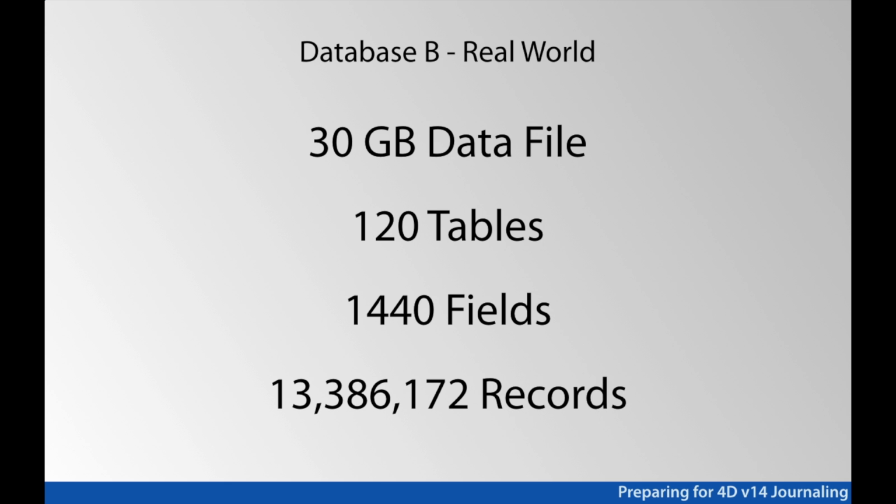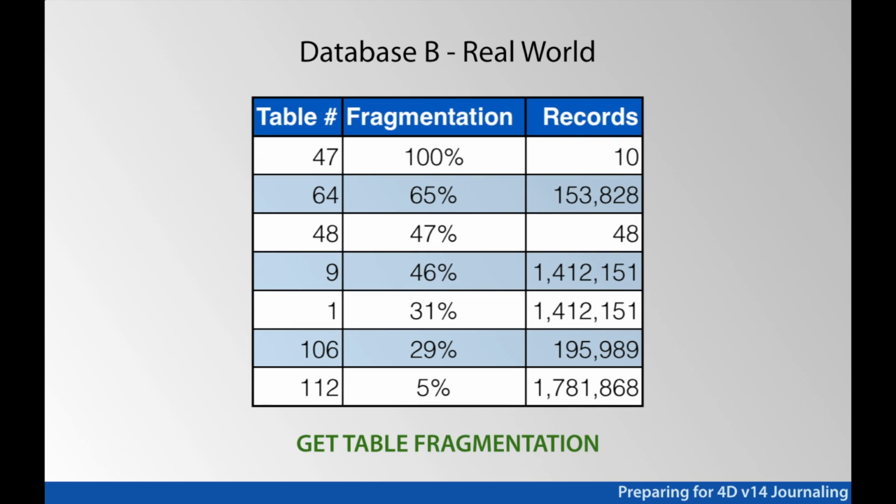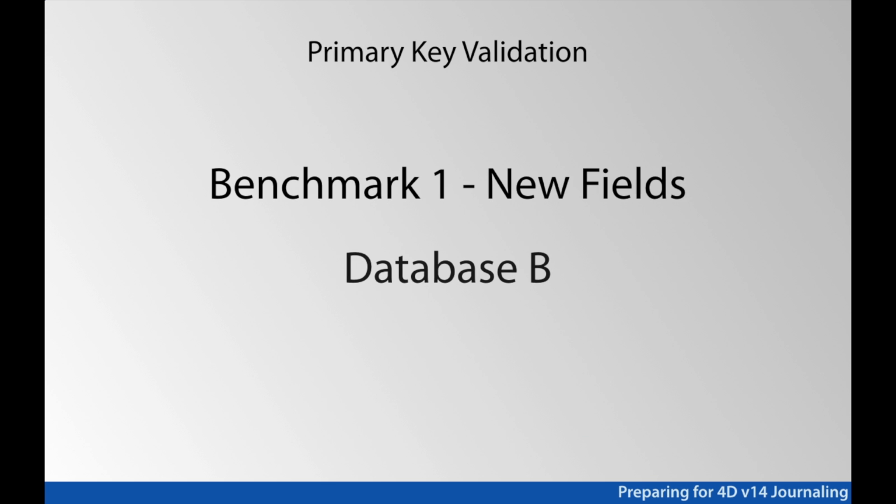But perhaps more importantly, I checked the fragmentation, and I had some decent fragmentation going on. It wasn't freshly compacted, and there were, let's see, 3 tables with over 1 million records that had some decent fragmentation. And just a reminder, if you want to check your fragmentation, the command is Get table fragmentation. I think it was introduced in v12. So database B for me was certainly more real world, and I thought this would give me a better idea of how long the primary key validation might take.